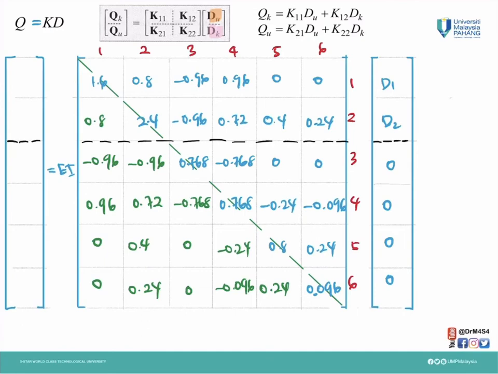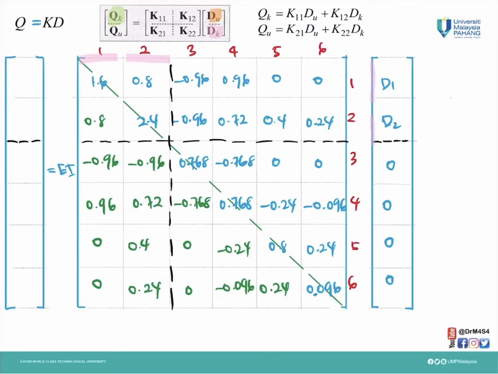Line between QK and Q unknown. So 1 2, so 1 2. So this is the line to split between unknown and known, and also to split between K11, K12, K21, K22. So now let's find what is the value for QK, Q1, Q2.